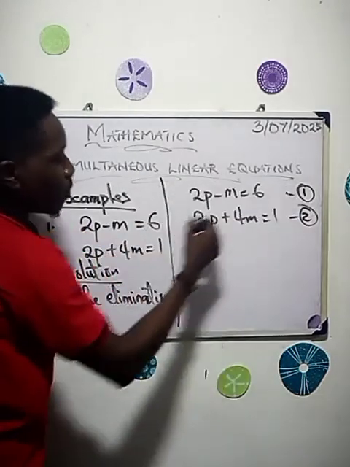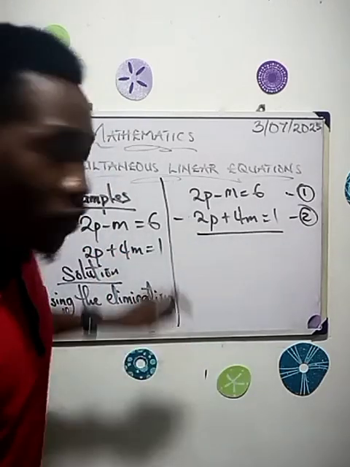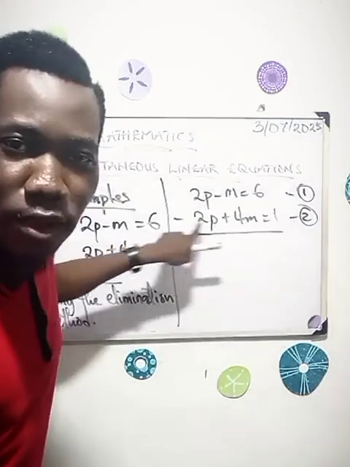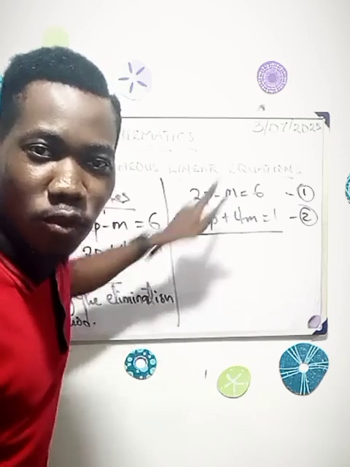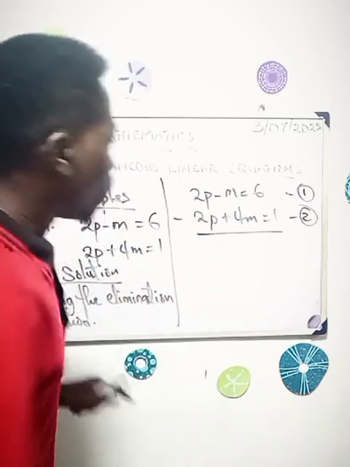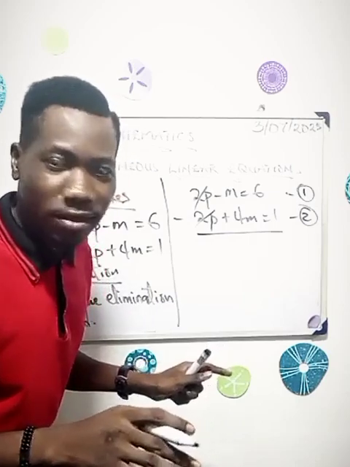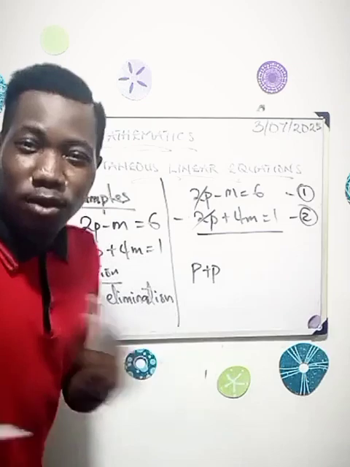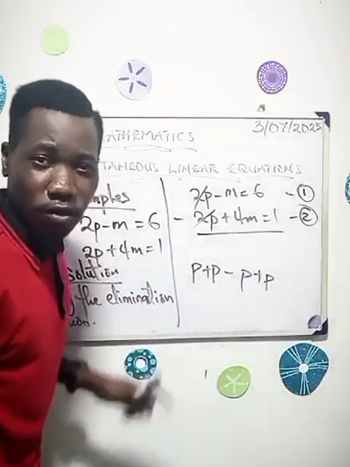So we're going to have this now minus this. Then you rule your line. So what is 2p minus 2p? That cancels out 2p automatically. 2p minus 2p equals 0. No, not p. 2p is actually p plus p, then minus 2p, which is like minus p plus p. So it's going to give you 0.